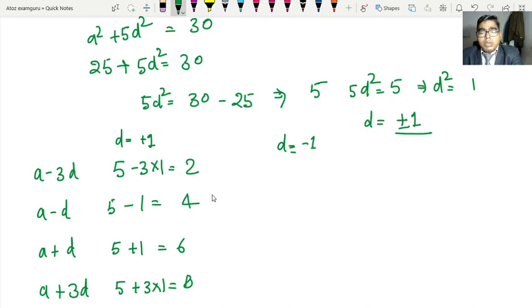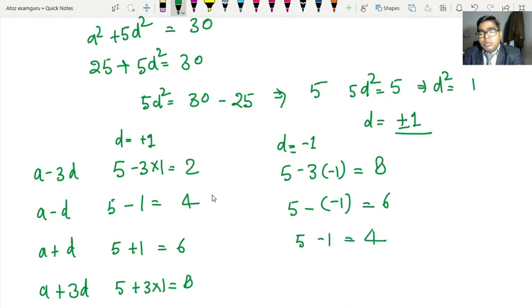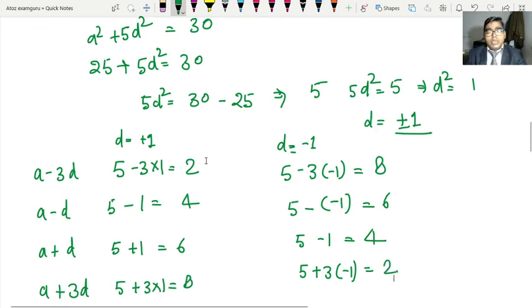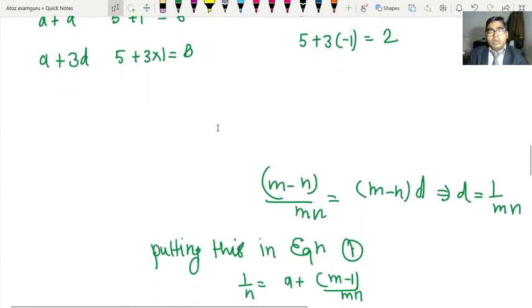Now in this case, in the series a is 5 and d is minus 1, so 5 minus 3 into minus 1 gives 8. Then 5 minus minus 1 gives 6. Then 5 gives 4, and 5 plus 3 into minus 1 gives 2. So friends, I hope you got this concept.